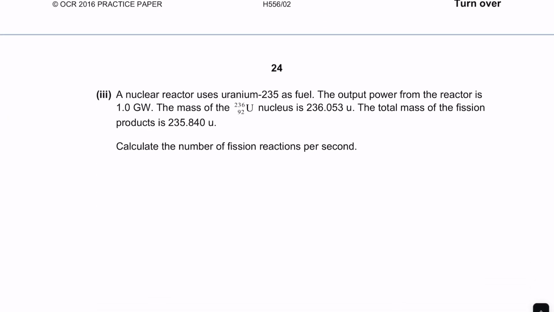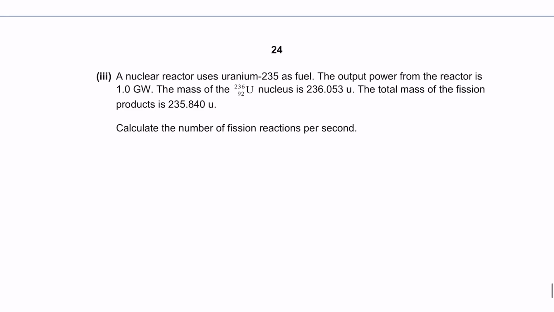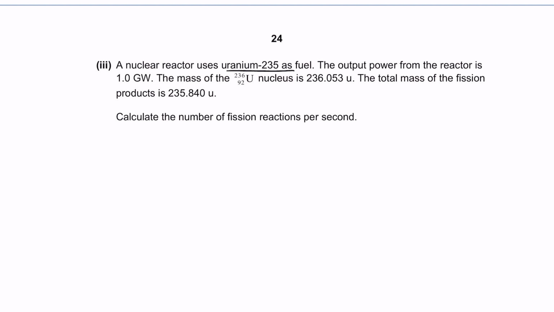For part III, it says a nuclear reactor uses uranium-235 as a fuel. The output power for the reactor is 1 gigawatt. The mass of uranium-236 is that much, and the mass of the products in total is that much. Calculate the number of fission reactions per second. Well, we have to think in terms of power, energy, and time.